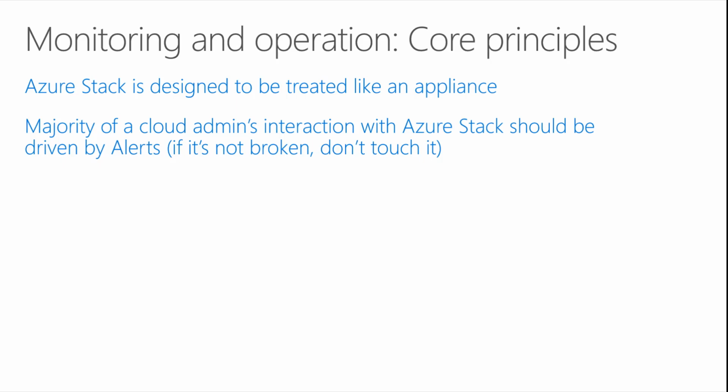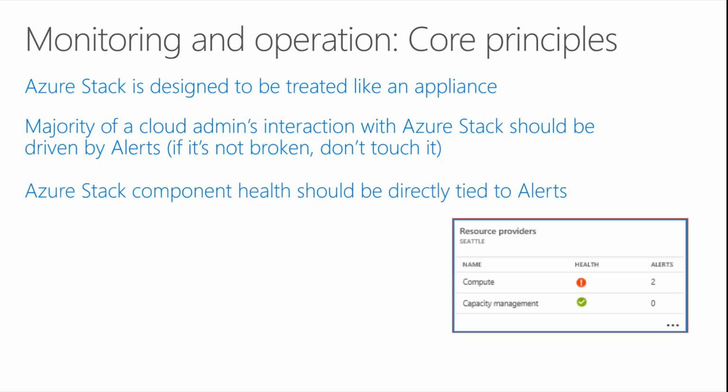So this is a common theme: Azure Stack is designed to be treated like an appliance. Everything is sealed underneath the hood of the car. What we get to touch is the portal, the command line, and PowerShell. And then those commands, as we mentioned, go through ARM, and then through the controllers, and then down into the resource providers. Most of our interaction is driven by alerts. So basically, if it's not broken, don't touch it. But if there is something that we can remediate, it will tell us. And if we can't, we have support to help out in that case.